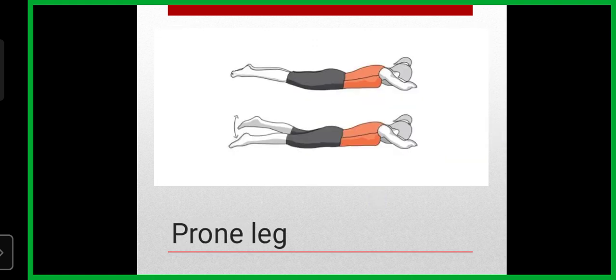Hold this bridge position for 8 to 10 seconds. Then slowly lower your buttocks back to the starting position. As your strength builds, aim to complete 2 sets of 10 bridges. Then is the prone leg exercise.